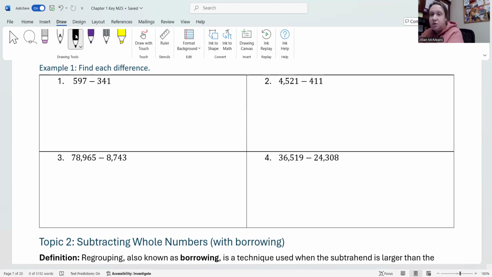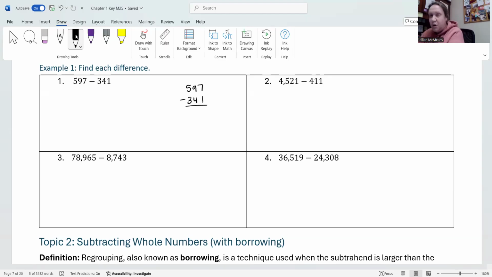Just like with addition, students and people in general tend to understand subtraction better when you subtract vertically. It just makes it easier for our brains to do this. So we have 597. From that, we want to subtract 341. You want to line these numbers up on the right-hand side, column by column. And then you just subtract one column, subtract the next column, and so on until you're done.